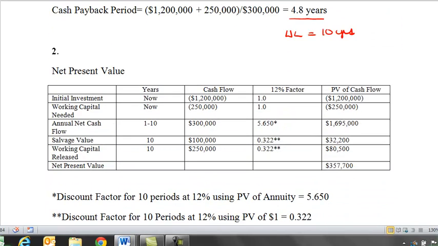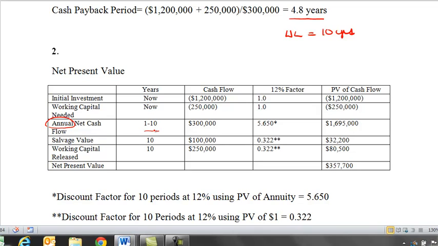So the second one says let's use the net present value method. So you can see here in this table I've showed the initial investment, which is being invested now. So it's an outflow of $1,200,000 at a factor of 1. The working capital needed is also going to be invested now. So we have an outflow of $250,000 also at a factor of 1. Then we have the annual net cash flow. That's what we calculated above, the $300,000. So we're going to get this every year over the 10 years.